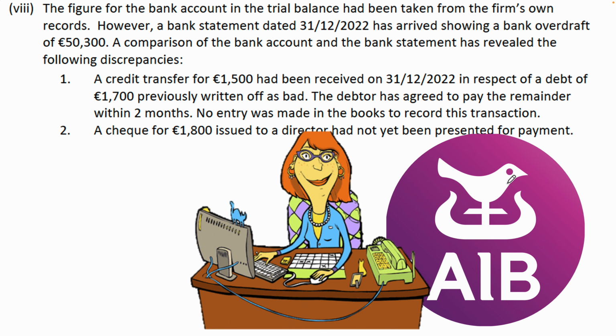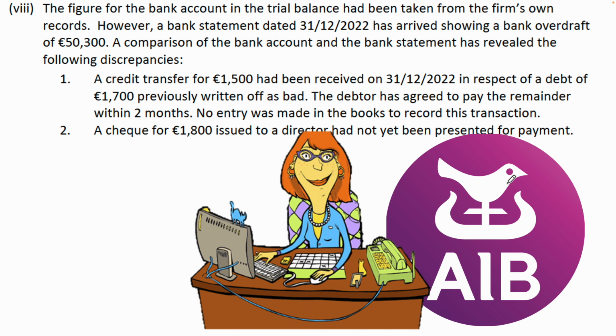Moving on to adjustment number 8, which is our bank figure. The figure for the bank account in the trial balance had been taken from the firm's own records. However, a bank statement dated 31st of the 12th, 2022 has arrived showing a bank overdraft of 50,300. A comparison of the bank account and the bank statement has revealed the following discrepancies.